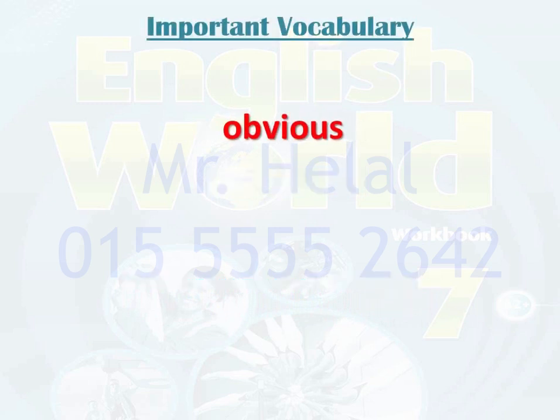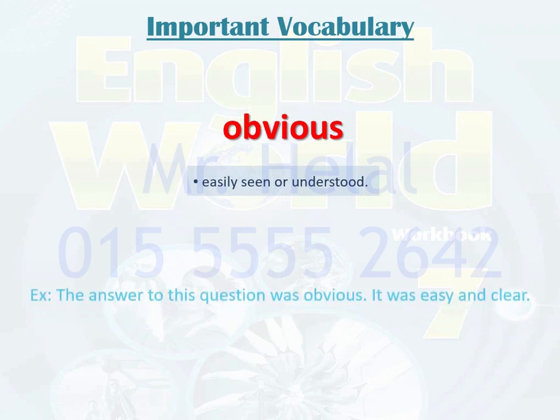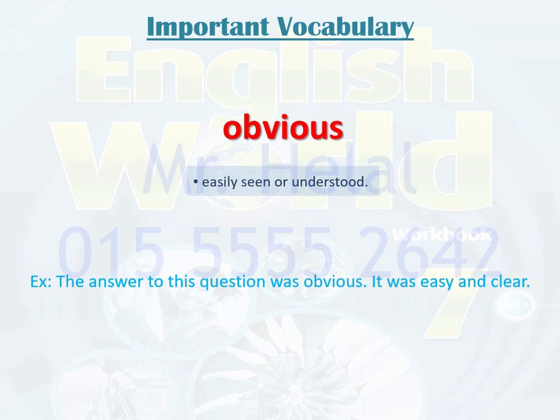Obvious. Obvious means easily seen or understood. Obvious يعني واضح، يعني يمكن رؤيته أو يمكن فهمه بسهولة. Example: The answer to this question was obvious. It was easy and clear. يعني إجابة هذا السؤال كانت واضحة، يعني كانت سهلة وواضحة.